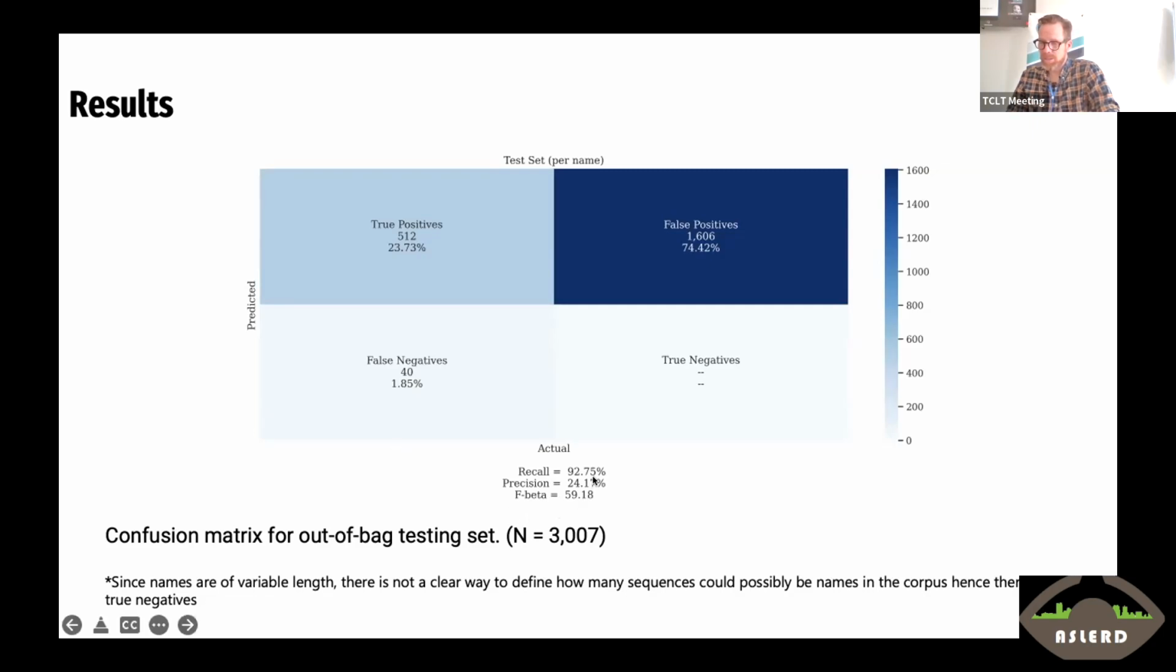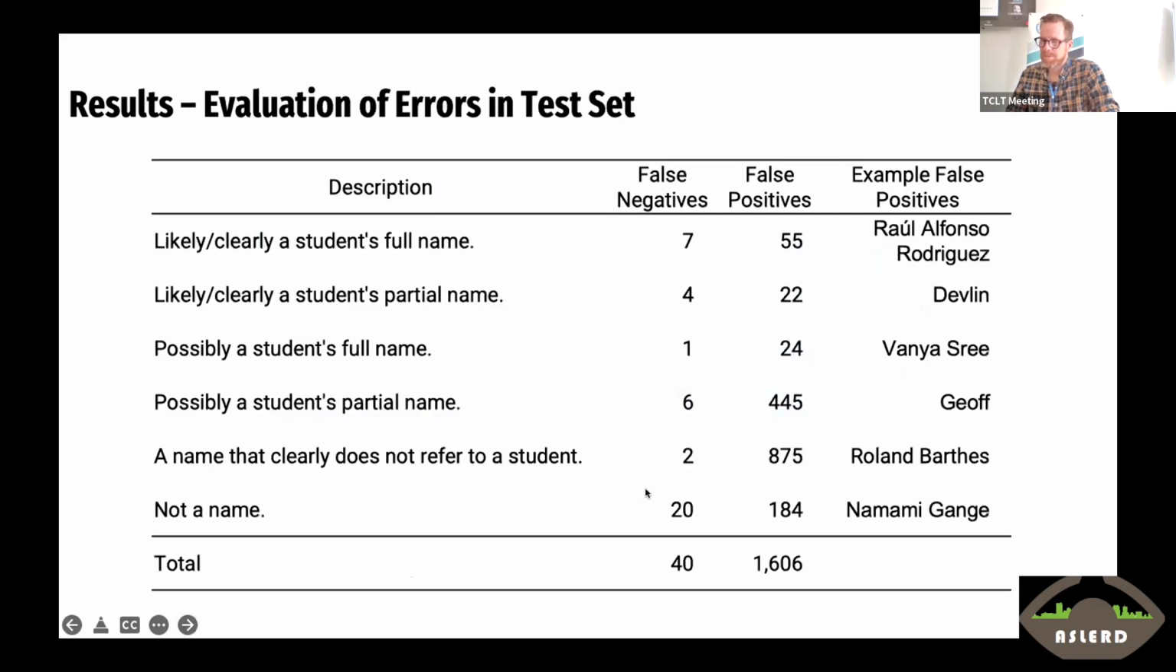Notice that our precision is quite low because we're bringing in a whole lot of false positives and false negatives, and our F beta isn't great. This was the evaluation of the errors in the test set. We had some examples of false negatives and false positives. These are some false positives that we had.